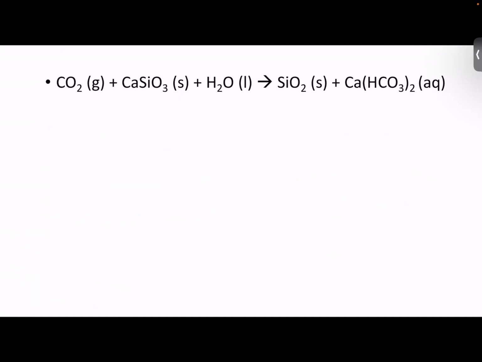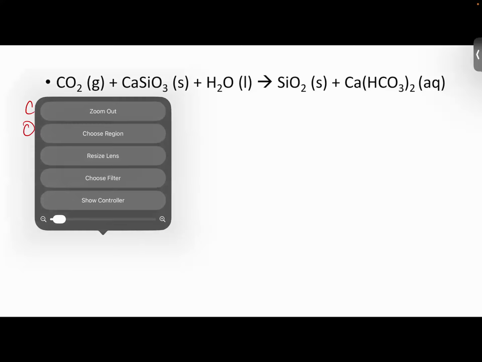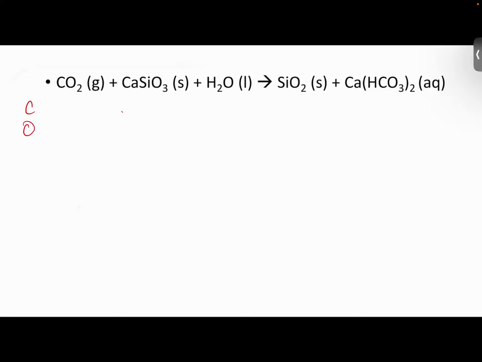In this particular one, when I did a cursory glance, I don't have anything. So I am going to make my list. I have carbon, I have oxygen, I have calcium, I have silicon, and I have hydrogen. On the reactant side, I have 1 carbon. On the product side, I have 2 carbons, because that 2 subscript means that I have 2 bicarbonate units.